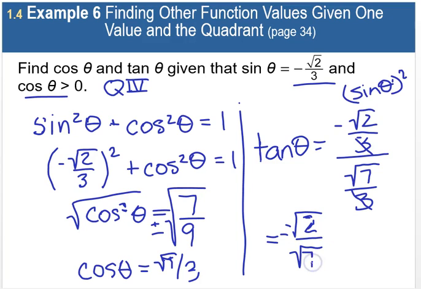Okay. And again, rationalize this thing. Multiply both numerator and denominator by the square root of 7. So we get negative square root of 14 over 7. And we're done. We found the tangent and the cosine given some information.